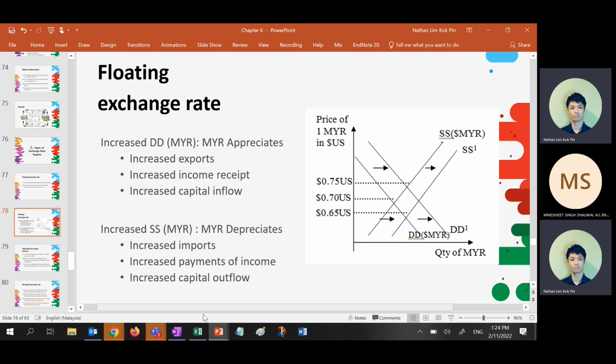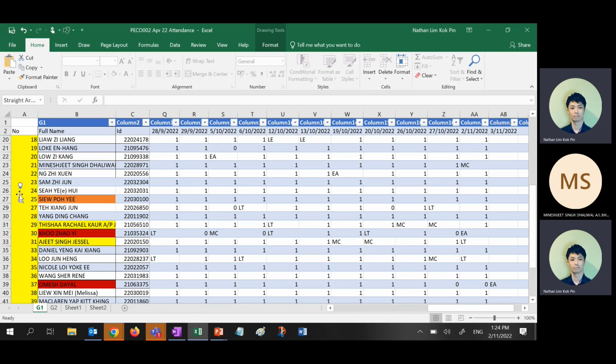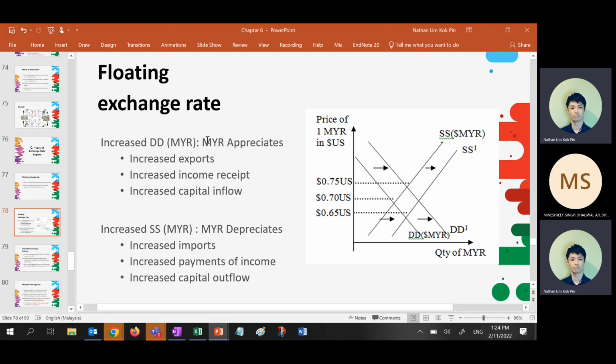So why? As usual, Xiangjun cannot answer. Poi, what do you think? Yeah, what do you think? Why will an increase in exports lead to an increase in demand?